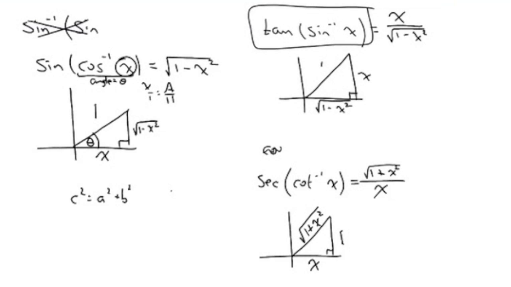So those aren't too bad as long as you assume the angles are in the first quadrant. What's cool is you can assume the angles are in any quadrant and the answers pretty much stay the same. There might be a plus or minus off.